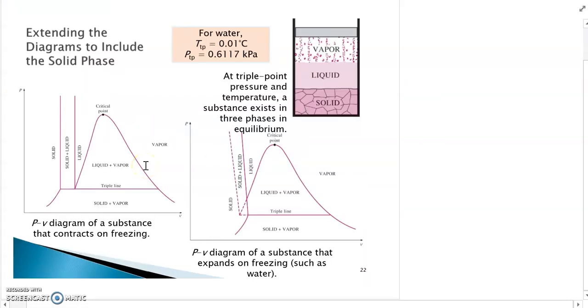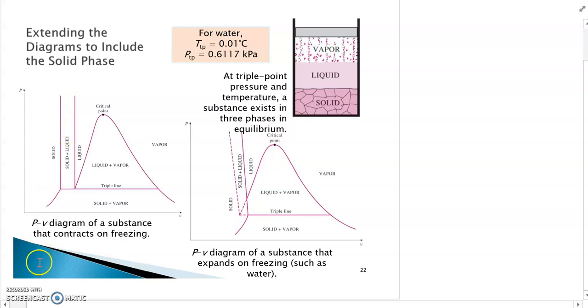So next, if we extend the liquid-vapor diagram to include another phase, we will have a three-phase diagram. The two equilibrium diagrams discussed so far represent the equilibrium states involving only the liquid and vapor phases. However, this diagram can be easily extended to include solid. The figure here shows a PV diagram for a substance that involves solid, liquid, and vapor phases.